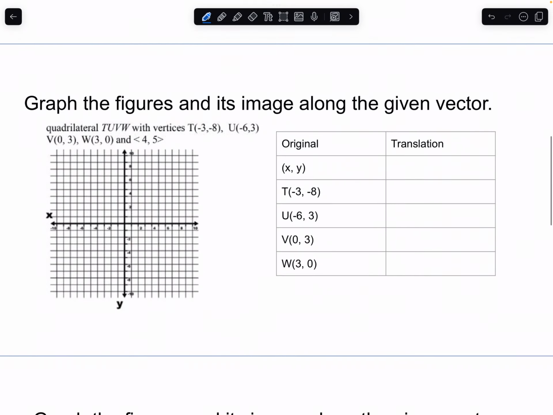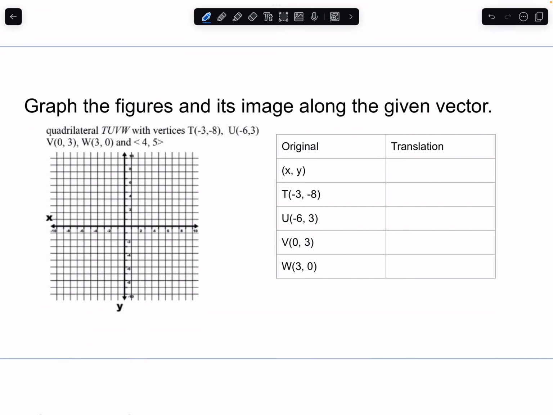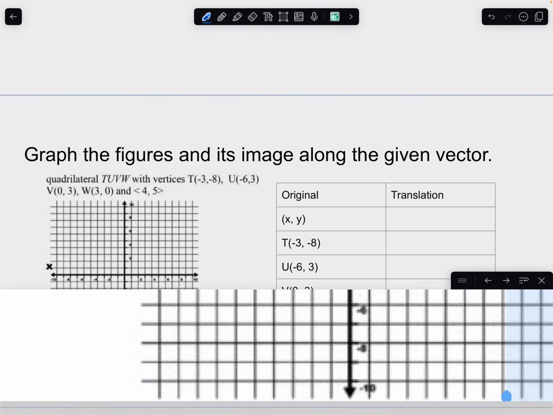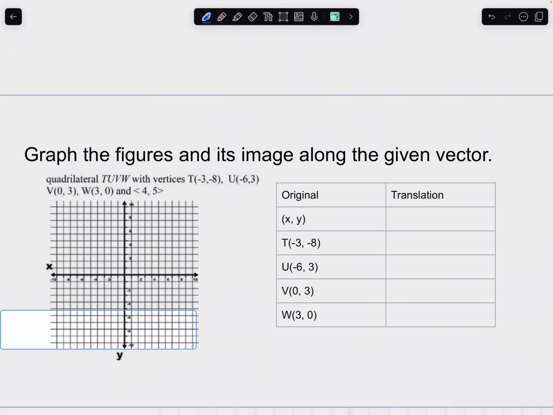-3, -8. I'll try it one more time. This is T. -6, +3. This is U. 0, +3. This is V. And 3, 0. This is W.